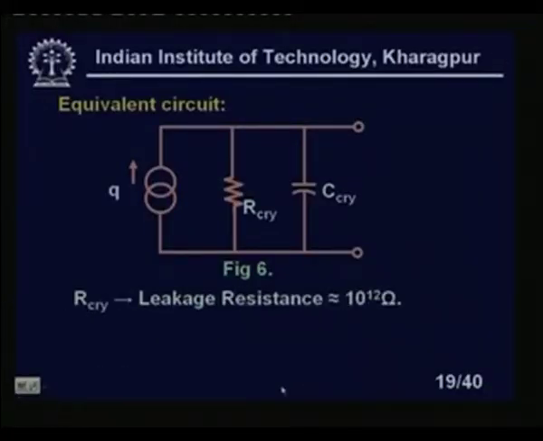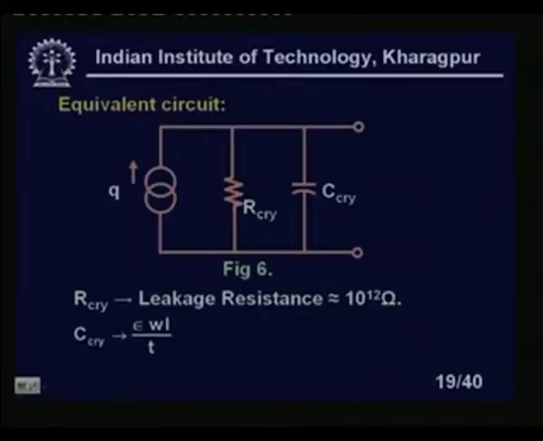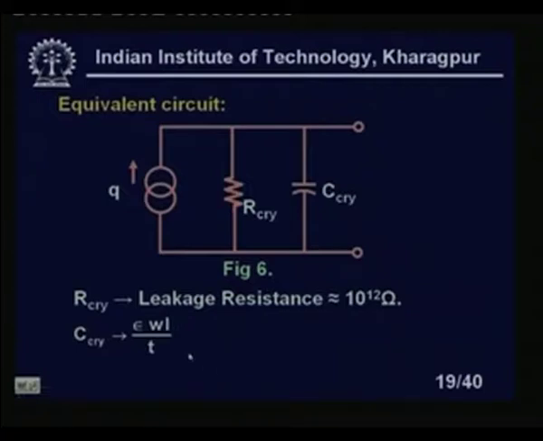Now, C_cry is the leakage resistance, which is extremely high, 10 to the power 12 ohm, or 1000 gigaohm I should say, and C_crystal is equal to epsilon times W L by T. This is the expression for a capacitance, right. W L is the area of cross section of the capacitance if I consider it as a parallel plate capacitor, T is the thickness, and epsilon is the permittivity or dielectric constant of the medium, and Q is the charge generated, right.